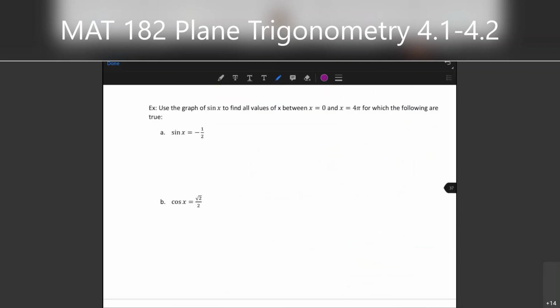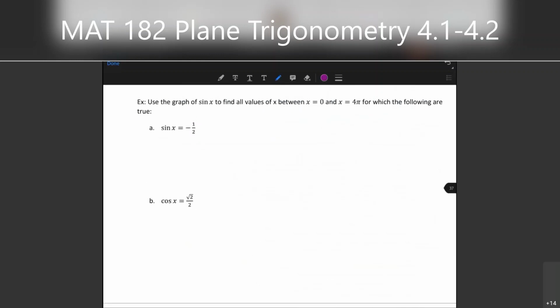Okay, so this says we want to use the graph of sine to find all the values, and we're going to be using other functions, so it's not necessarily using sine the whole time. We want to find all values of x between 0 and 4 pi for which the following equations are true. When I consider each of these, I want to just sketch these out maybe on a unit circle plane.